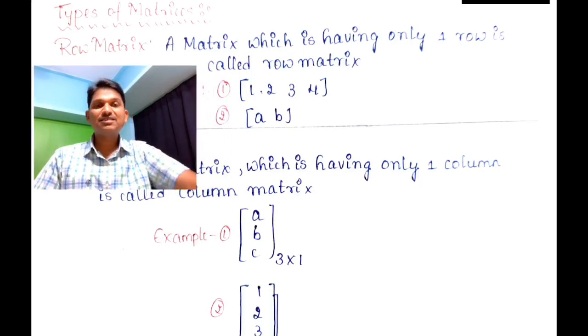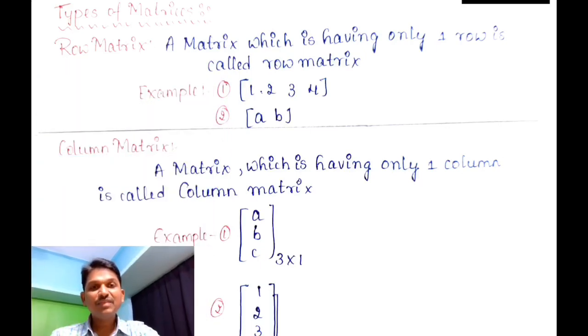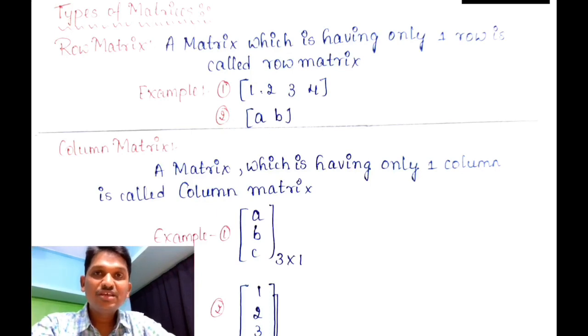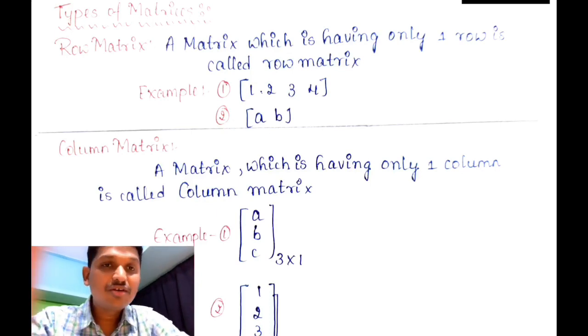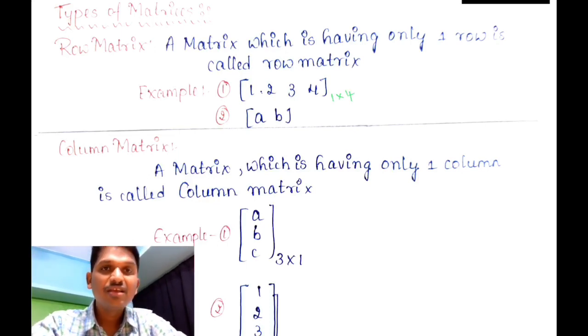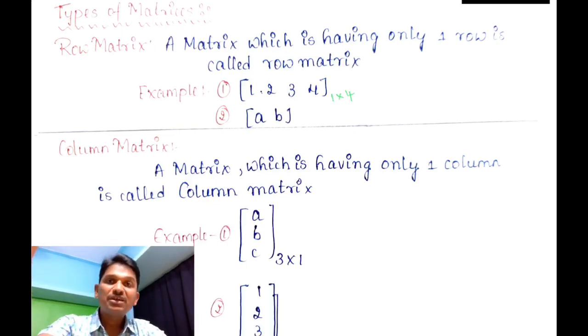Row matrix. What is row matrix? Look here, a matrix which is having only one row is called a row matrix, right? See, you observe here, what is order of this matrix? One row, 4 columns are there. So order of this matrix is 1 by 4.